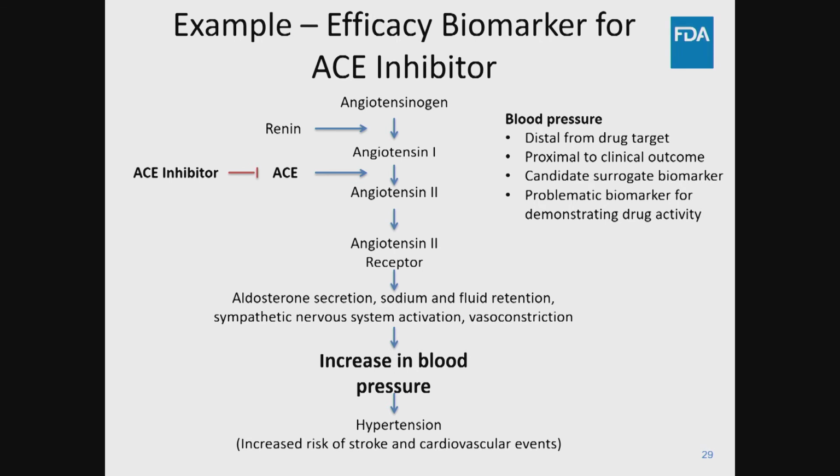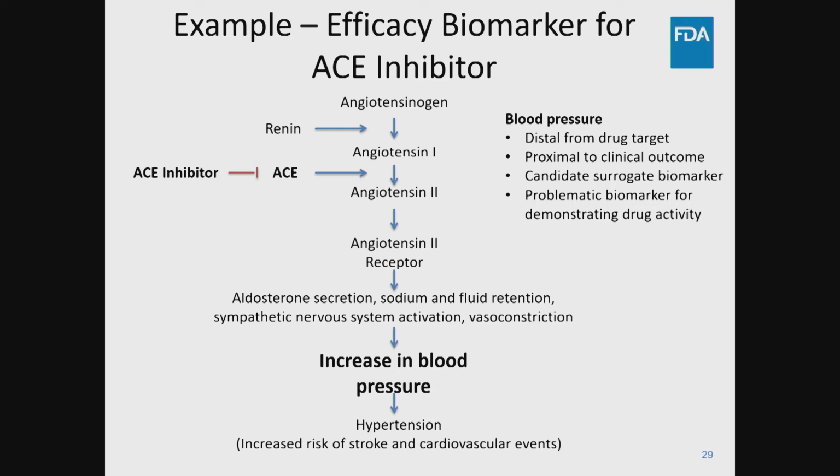Now, alternatively, we could look at blood pressure as a biomarker of effect for an ACE inhibitor. Now, blood pressure, in contrast to angiotensin 2, is very distal from the drug target, but it's very proximal to the clinical outcome. This makes it a good candidate surrogate biomarker. However, it's a problematic biomarker for demonstrating drug activity.